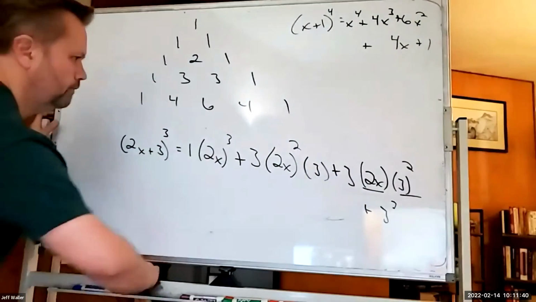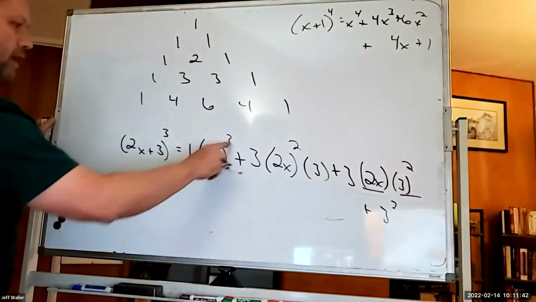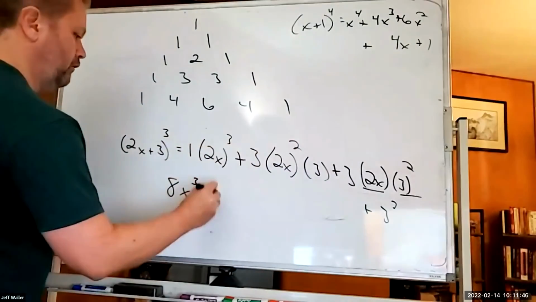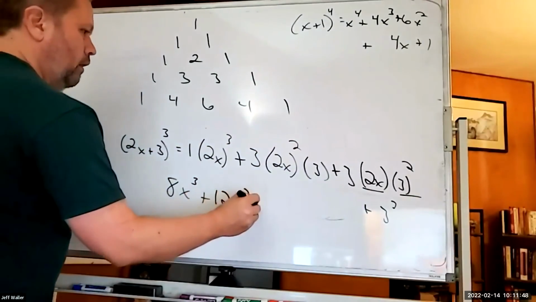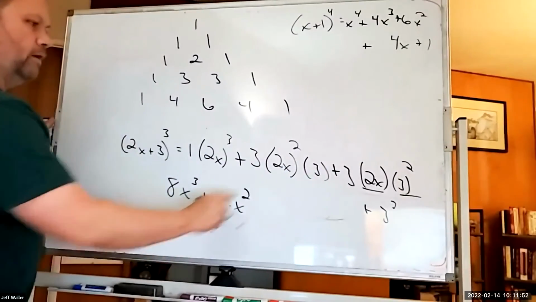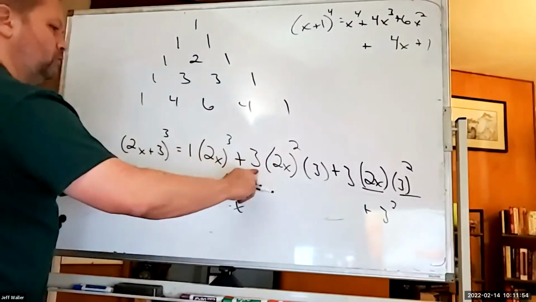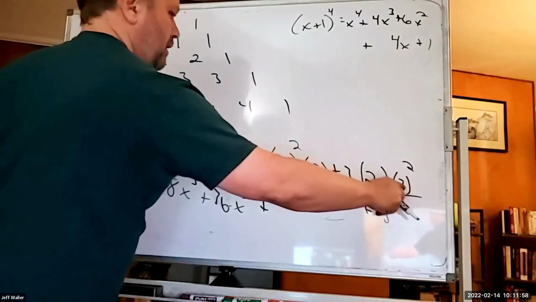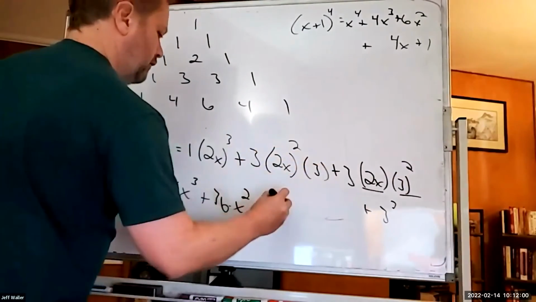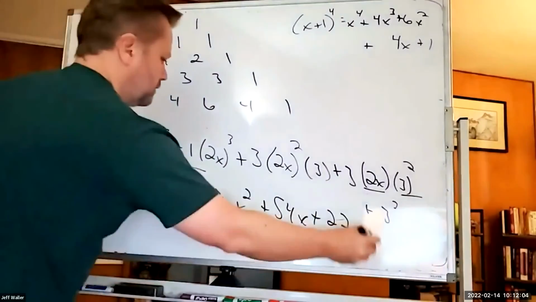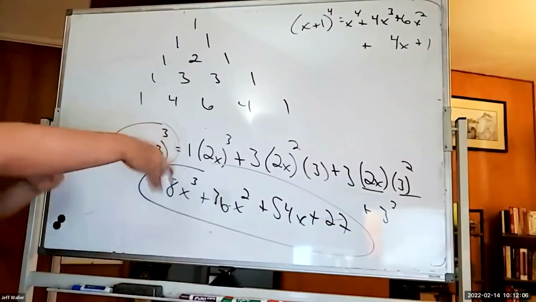And then I get 8x cubed plus 4, 12x squared. Well, I'm sorry, I left out a 3. Let's see if we do this again: 4, 12, 36, plus 27 times 2 is 54x plus 27. That's what you would get if you multiply this out.